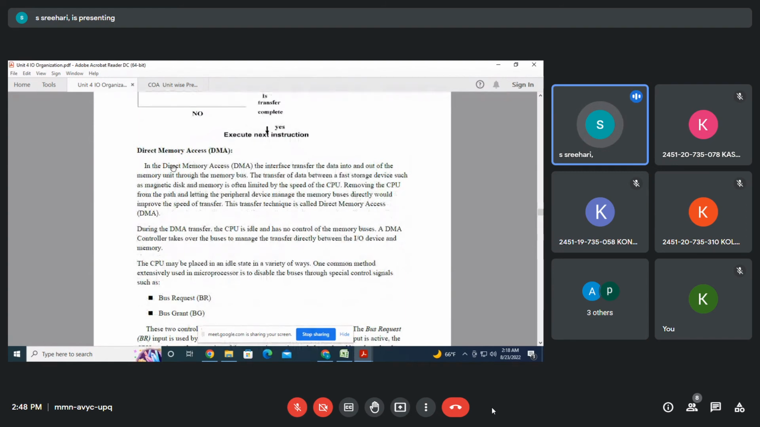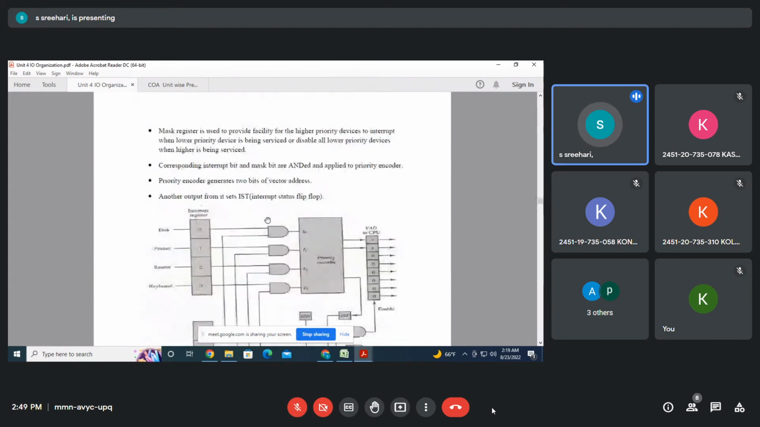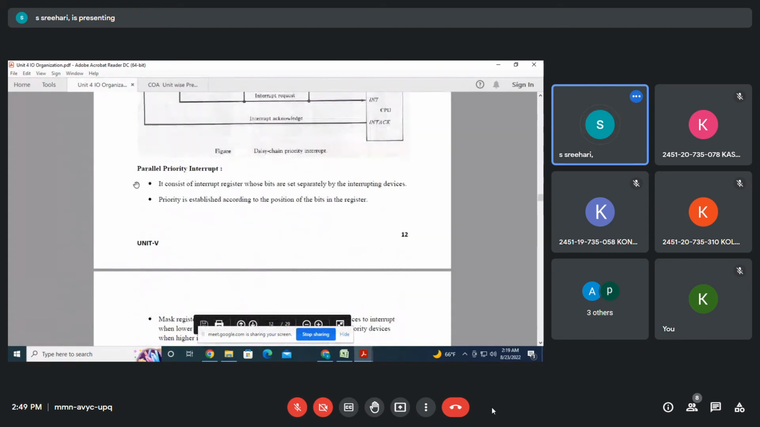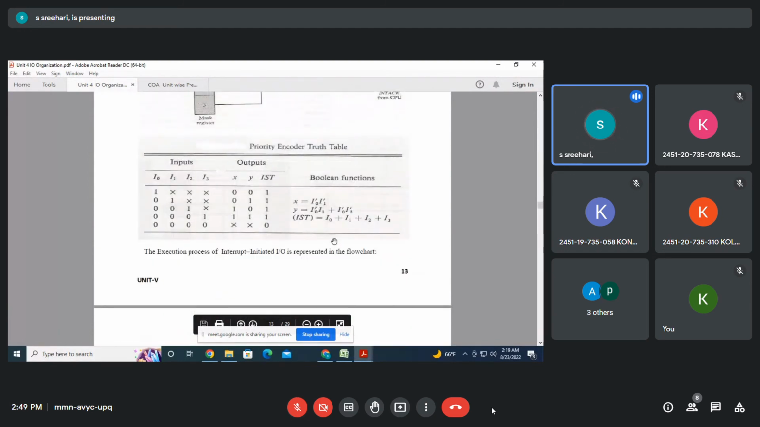And next we have another method, which is DMA, direct memory access, right? These are the three different methods of data transfer. One is programmed IO, and the other is interrupt initiated. In interrupt initiated, we again have the polling process, like a daisy chain, and the parallel priority, which comes from the priority encoder, is performed with a parallel priority interrupt. These are the two interrupt initiated methods, right?